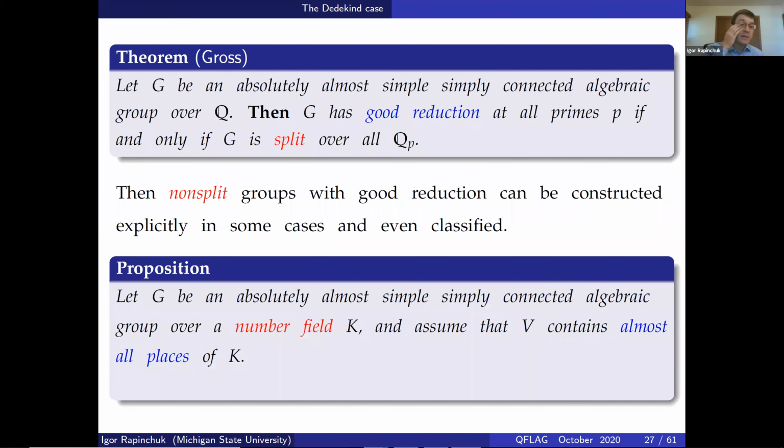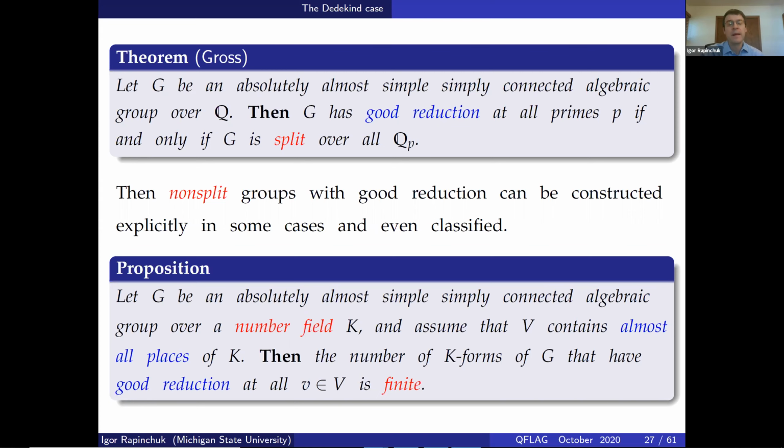Now, although this result is no longer true for arbitrary number fields, we do nevertheless have the following finiteness statement, which is derived from some results in the Galois cohomology of algebraic groups over number fields, together with a description of groups with good reduction over p-adic fields. Namely, if G is an absolutely almost simple simply connected algebraic group over a number field K, and V is a set of discrete valuations, or the set of almost all places of K, then the number of K-forms of G that have good reduction at all v in V is finite.